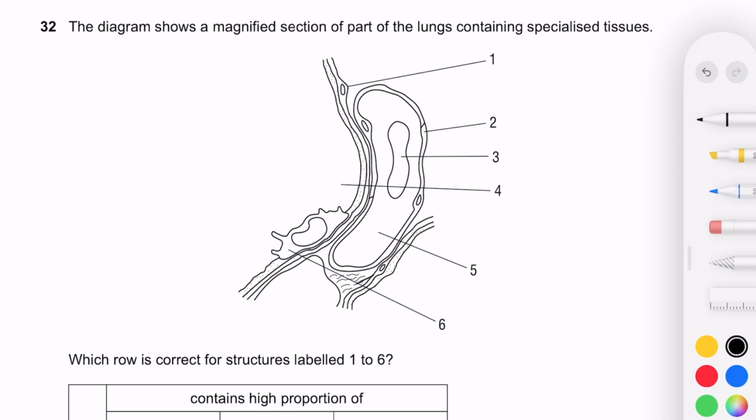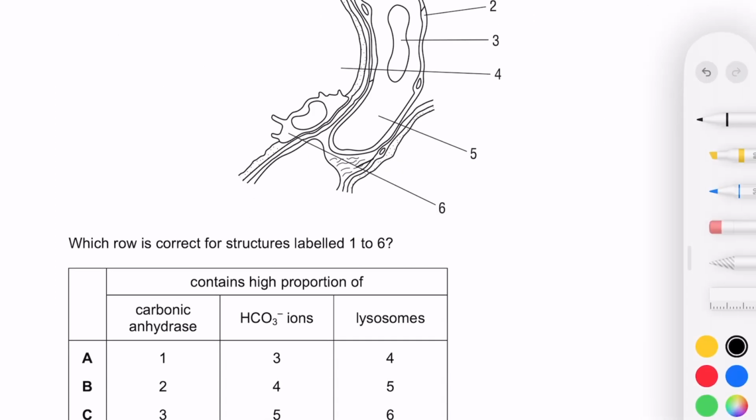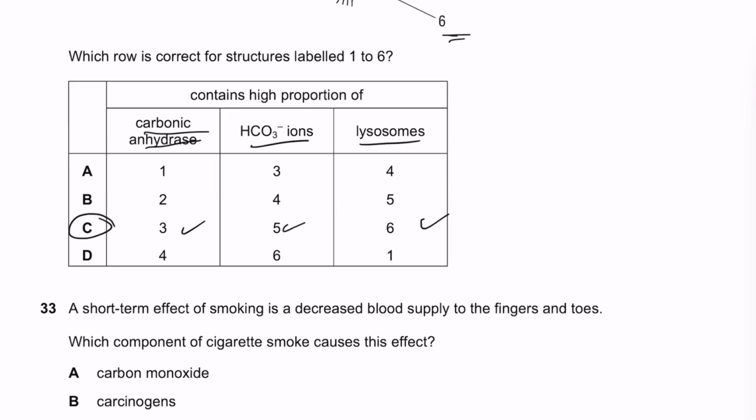And let's see the answers here. What contains a high proportion of carbonic anhydrase, obviously the red blood cells, so that's 3. And then hydrogen carbonate ions will obviously be in the blood plasma because of the chloride shift and everything. Hydrogen carbonate ions will diffuse by facilitated diffusion out of the red blood cell into the blood plasma. Lysosomes will be found also, I think, so yeah, 6, obviously, because you have phagocytosis happening, and lysosomes have a big role in phagocytosis. Moving on.